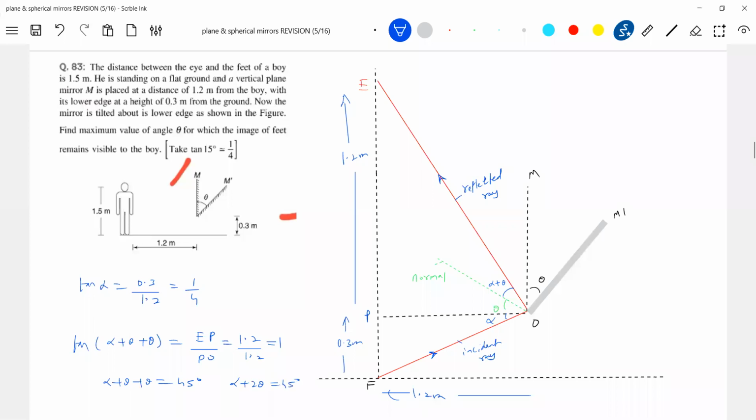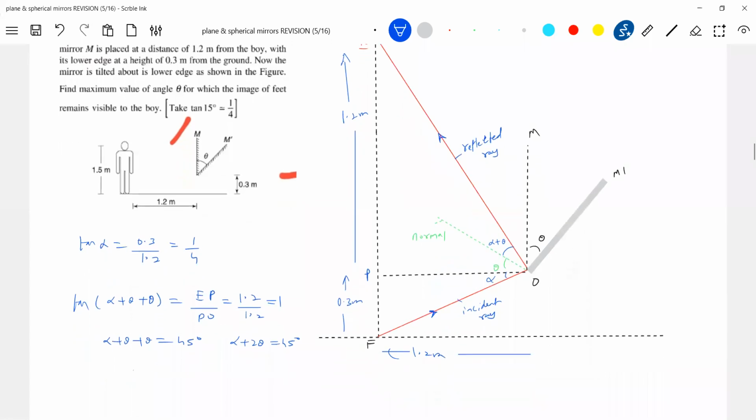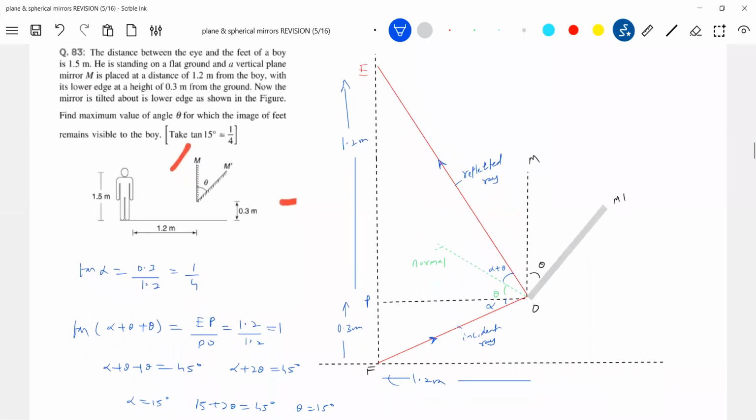We know alpha, 15 degrees. So from that we'll get theta. Alpha is 15 degrees, so theta will be 15 degrees. So now what is the discussion? If this angle theta is more than 15 degrees, the rays emitted by the foot after reflection will not enter into the eye.